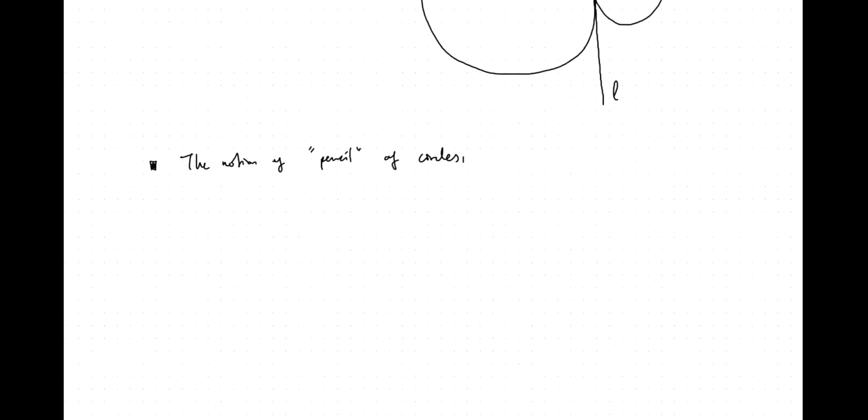The notion of pencil of circles, the general notion of pencil, is this. A pencil is an infinite family of circles which have a common radical axis. But to be precise, it's a one parameter infinite family. Anyway, an infinite family of circles with a common radical axis.